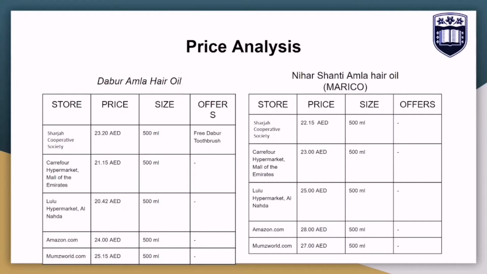Amazon.com and mumsworld.com don't have much difference in their prices, as one is selling it for 24 dirhams and the other is selling it for 25.15 dirhams respectively. The difference is 1.15 dirhams between them for the same size.